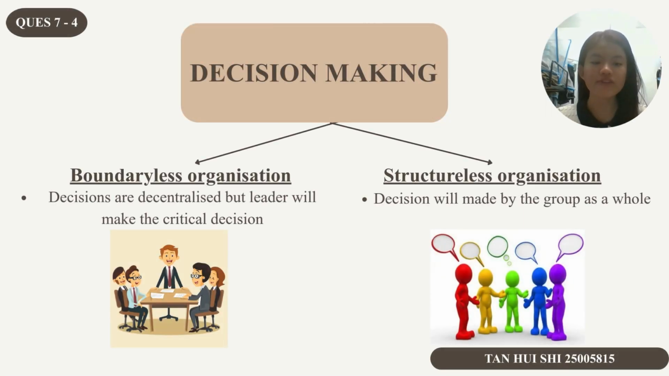The second aspect of difference is decision making. For a boundaryless organization, decisions are decentralized, but the leader will make the critical decisions. For example, a company where teams decide how to handle projects, but the leader approves the final plans.